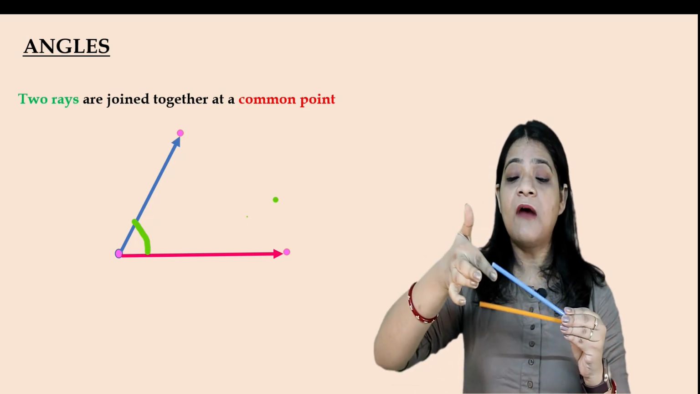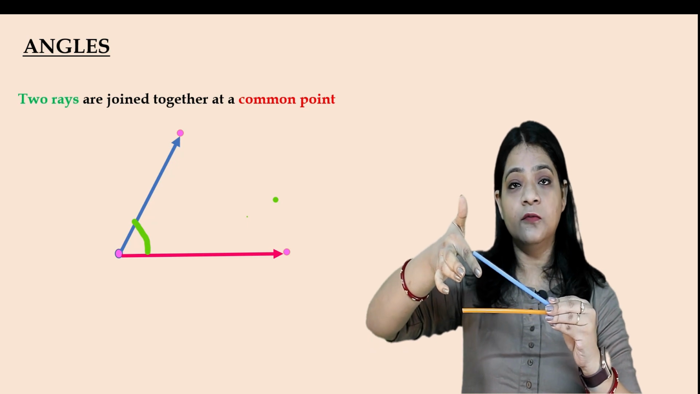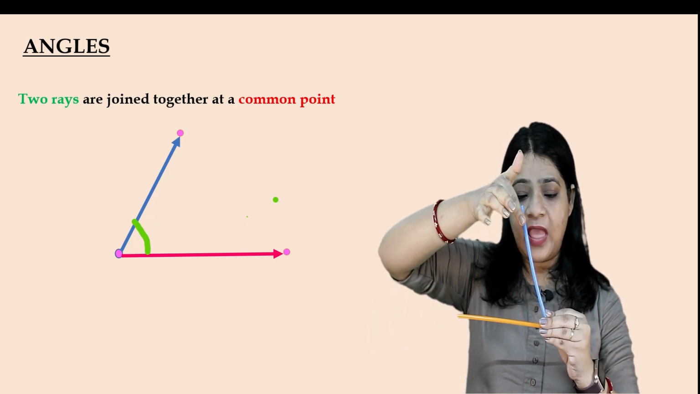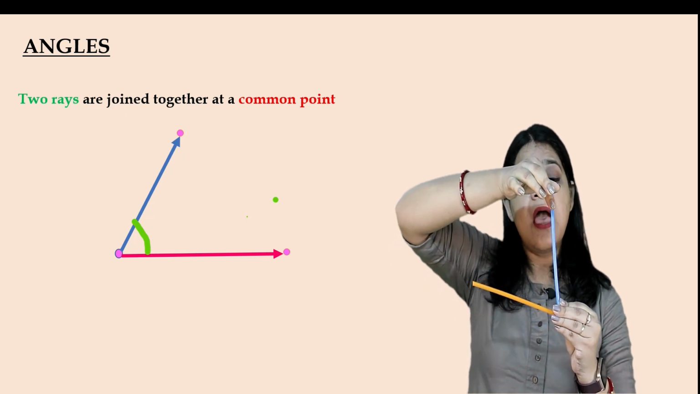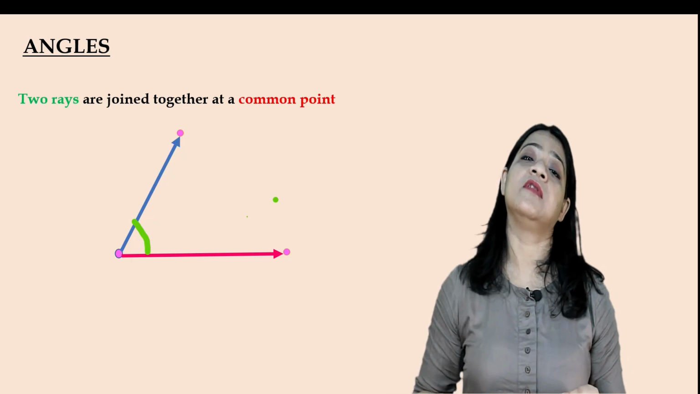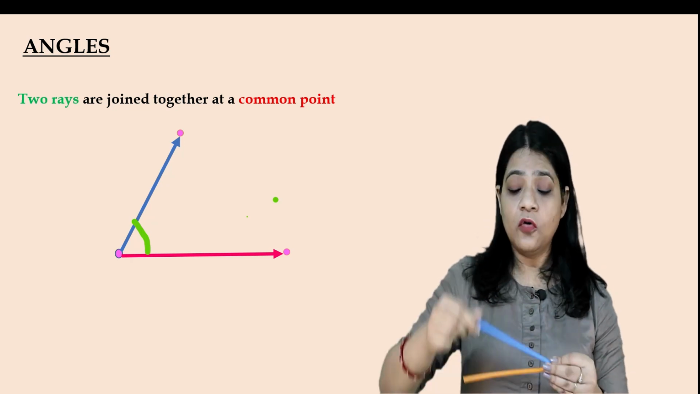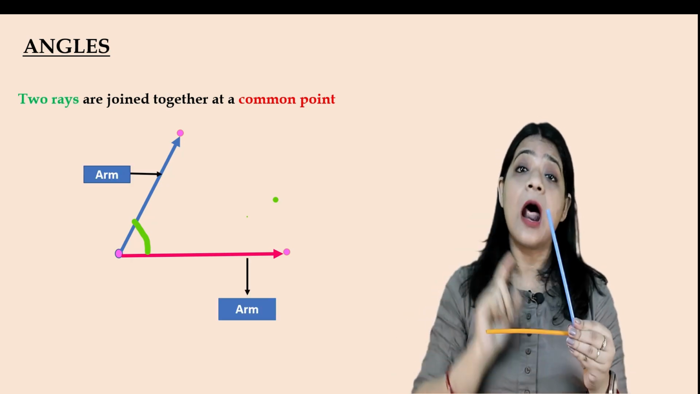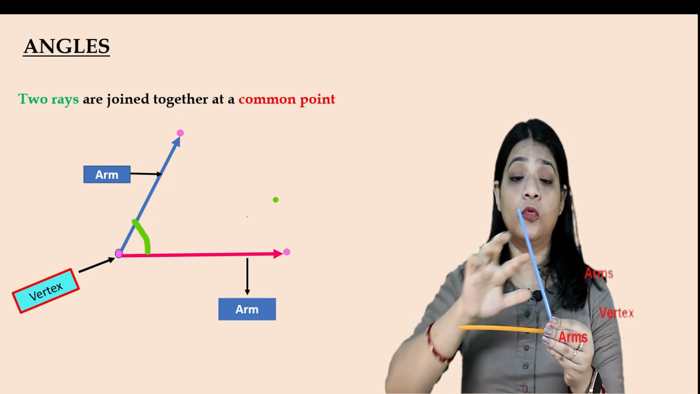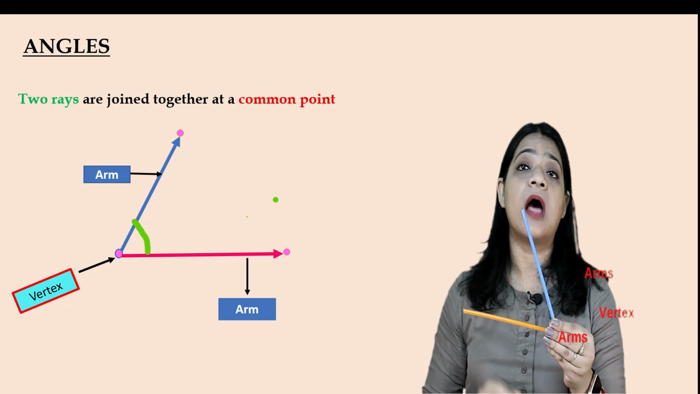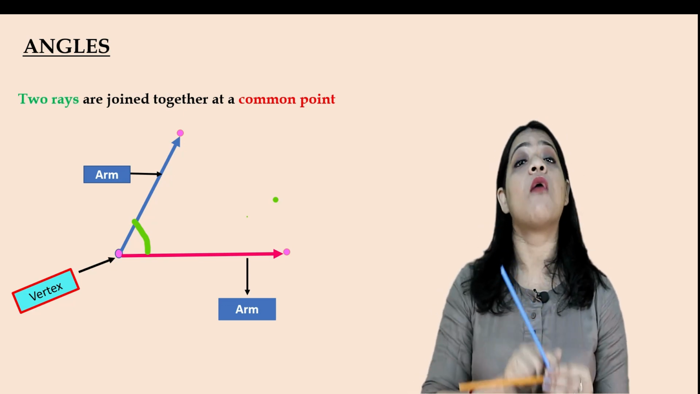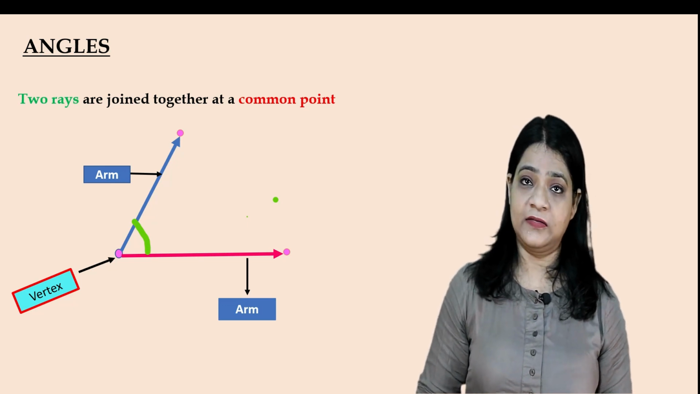Okay, so if I try to move this blue ray away from the orange ray, the angle is increasing, and if we try to bring it closer, the angle is decreasing. The rays are called the common arm, and the point of origin we call the vertex.